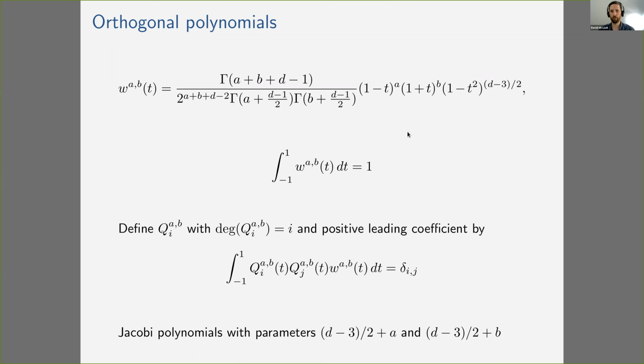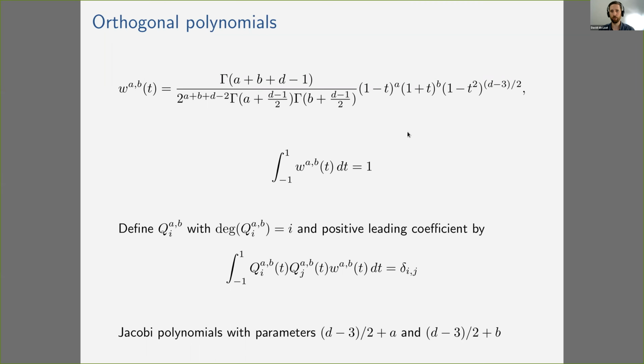Then we have the addition formula, and from that we can deduce that these types of functions are of positive type. So what does that mean? Oh, there's still a bug in here.